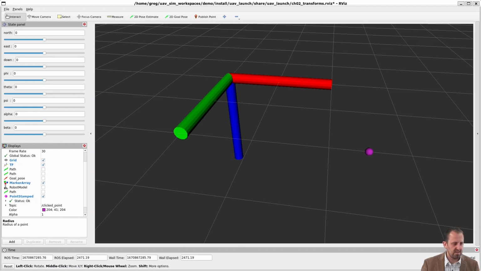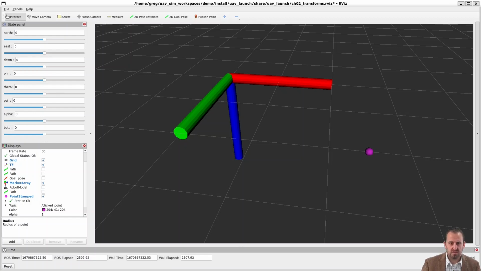Here I've plotted the x-axis in red, y-axis in green, and z-axis in blue. This corresponds to a north-east-down coordinate frame that we'll use quite a bit when talking about aircraft. I've also defined this purple point. This point is just a point in space. If we look at this point, it's at about 2.5 in the x direction and about 2 in the y direction. So it's really nice, we can define this point very naturally in this coordinate frame.